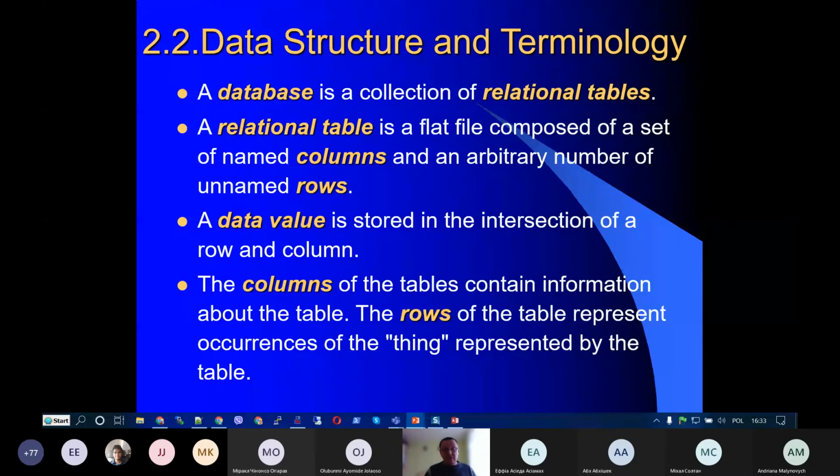So what is a relational table? We can see it logically as a flat file, which is composed of a set of named columns and an arbitrary number of unnamed rows. So a data value is stored at the intersection of a row and a column, and it is in fact the attribute value of a specific attribute. The columns of a table contain information about the table. A row of a table represents an occurrence of the thing represented by the table. So a column or attribute represents one specific feature of the entity which is modeled in the table.